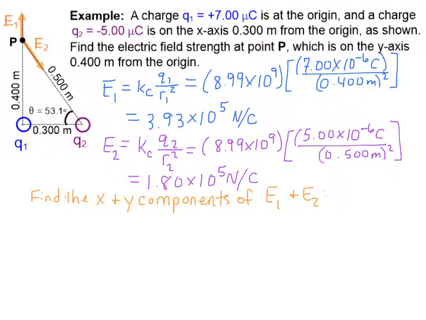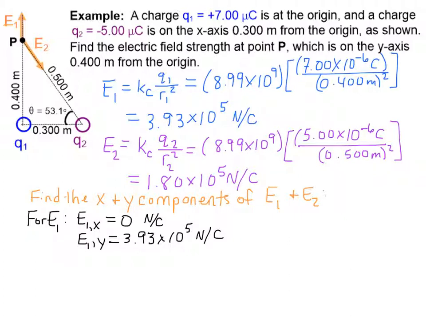I need to consider the direction of the electric fields because I'm now going to find the x and y components of both of the electric field vectors. E1 is very easy. I can see that there is a 0 x component, and all of the component of it is in the y direction, and it's positive y direction right here. So it's 3.93 times 10 to the 5th newtons per coulomb. We found that up here.